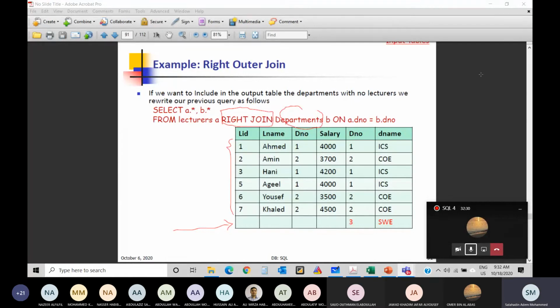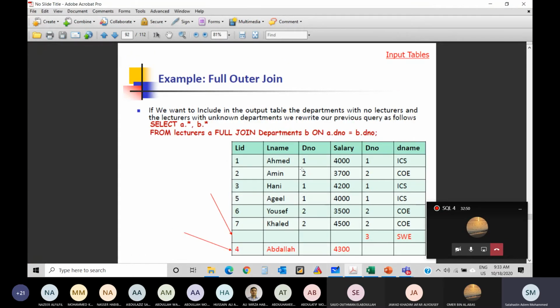Okay, what about full outer join? What do you think full outer join is? What is full outer join? Left and right, maybe. Exactly, it's both the left and right table. Give me full information about everyone. So it's the combination of left and right outer join. So you will get this one.